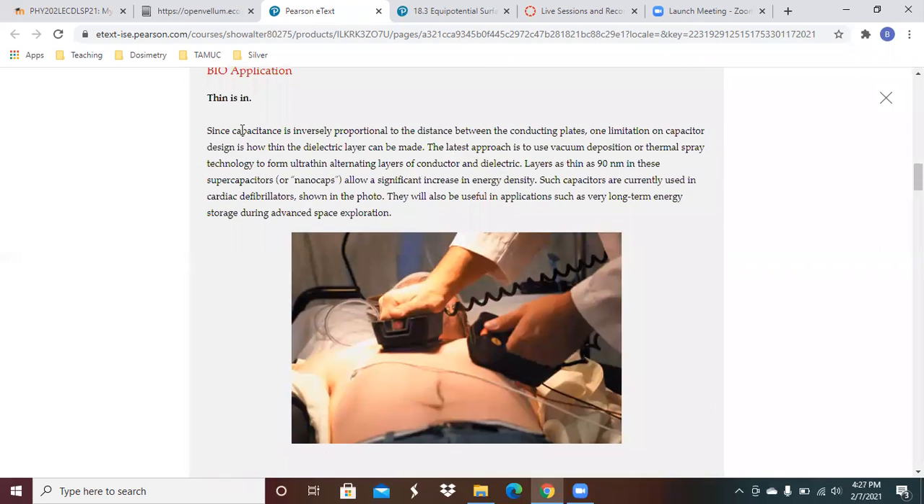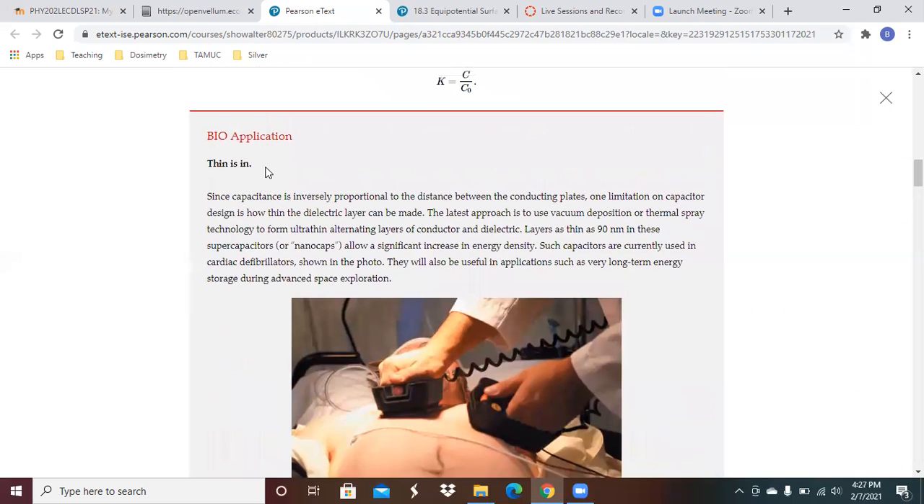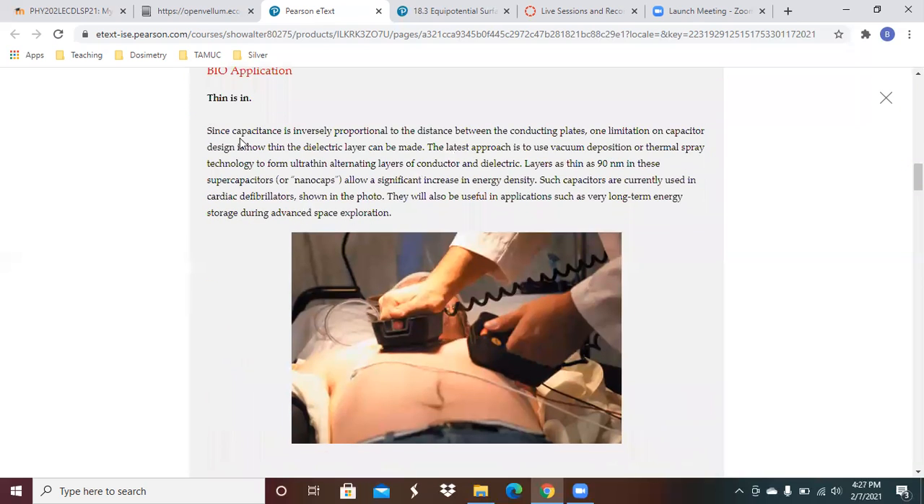Now, and this is going to be an application of this, since capacitance is inversely proportional to the distance between the conducting plates, one limitation on the design is going to be how thin the dielectric layer can be made. Right now, we are using a vacuum deposition or some kind of thermal spray technology, and that forms ultra-thin alternating layers of conductor and dielectric.